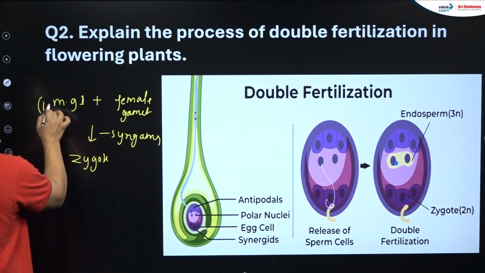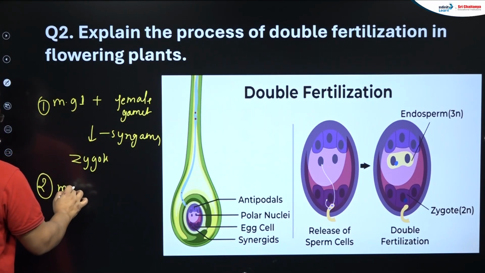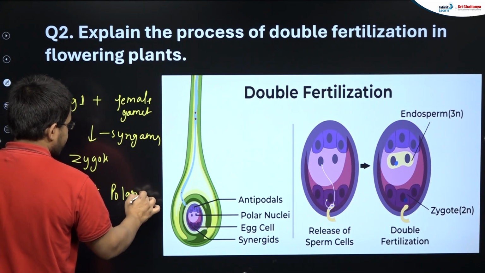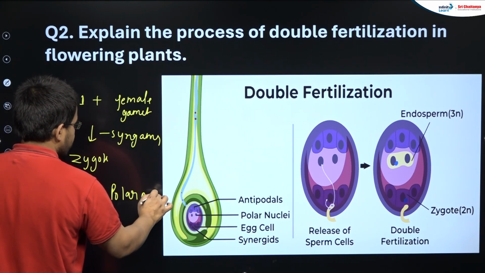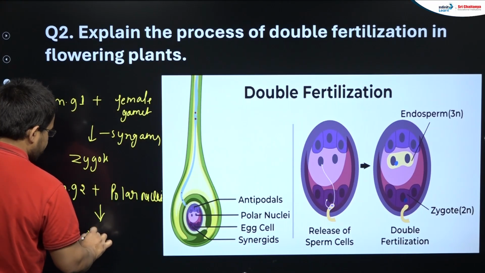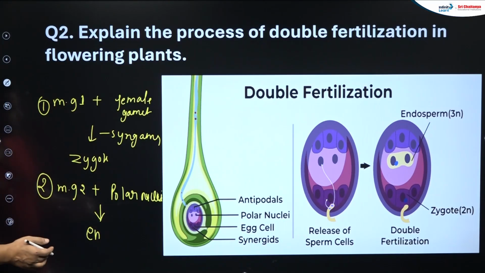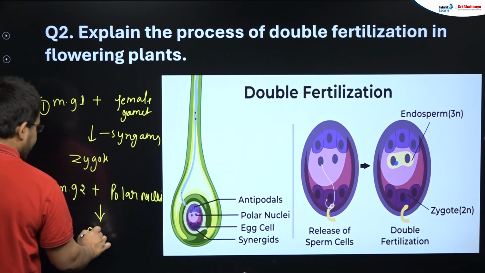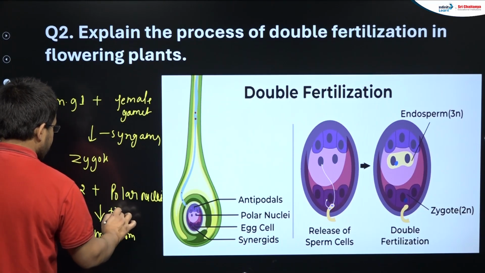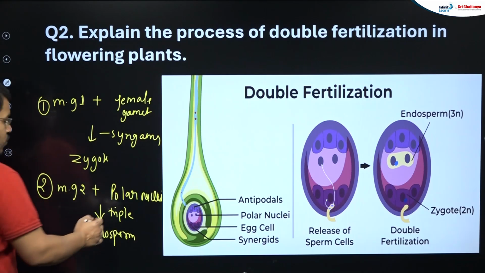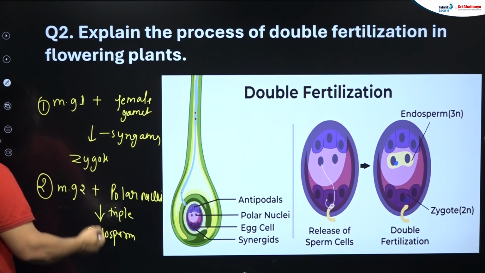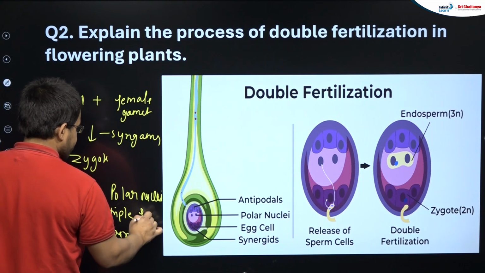And if we talk about the second fusion that will be taking place, it will be taking place between the second male gamete and the polar nuclei, and this process will give rise to the endosperm. First of all, the primary endosperm nucleus, the primary endosperm cell, will form, then the endosperm will form later. This process is known as triple fusion, because three nuclei are fusing together: two of polar nuclei and one of the male gamete. So we call this process triple fusion.